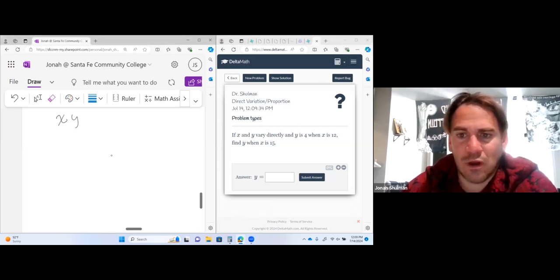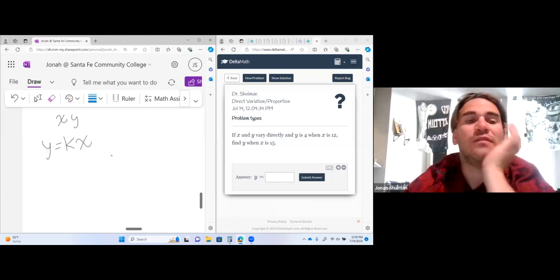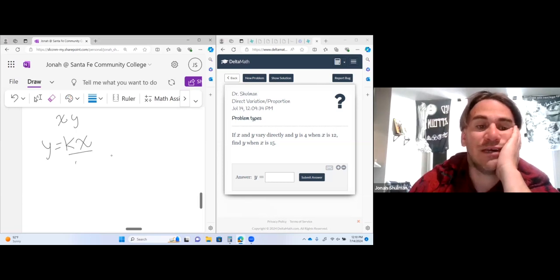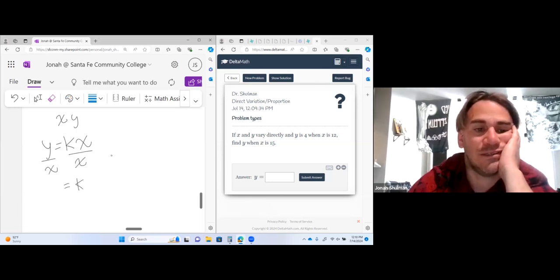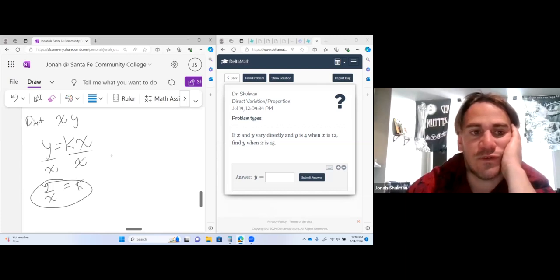So X and Y vary directly. So what does this mean? This is Y equals K times X. This means if I want my constant, I have to divide by X. So this means our constant is Y over X. This means vary directly. Now, if they ever say it's an inverse variation, so this is direct variation, if they ever say inverse, it's the other way.